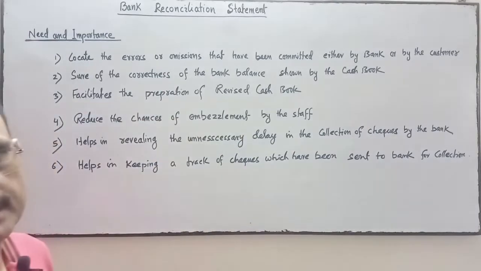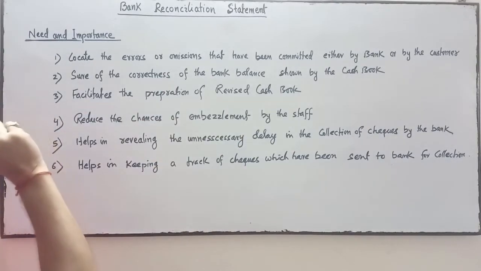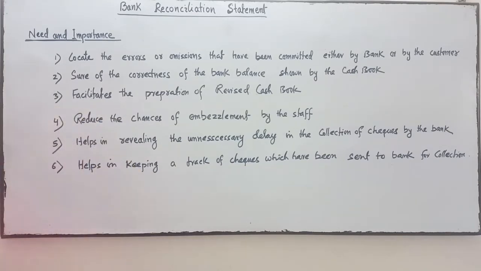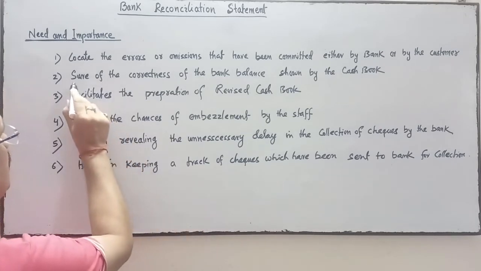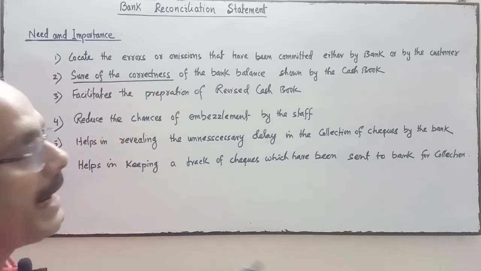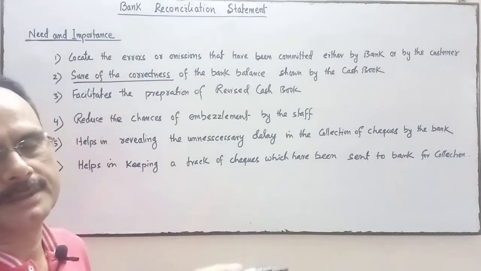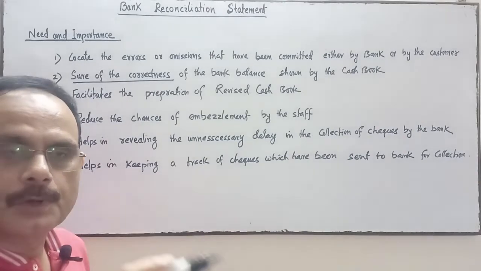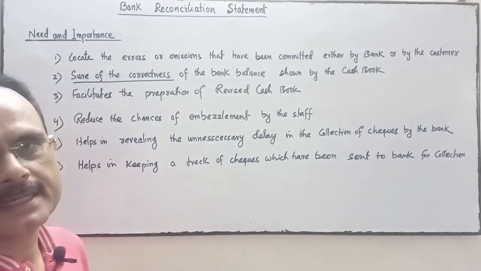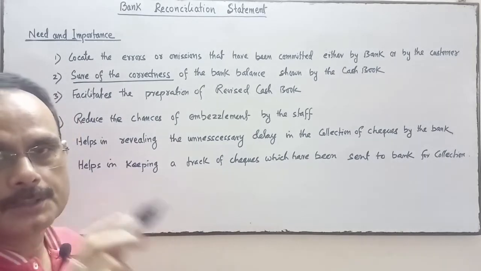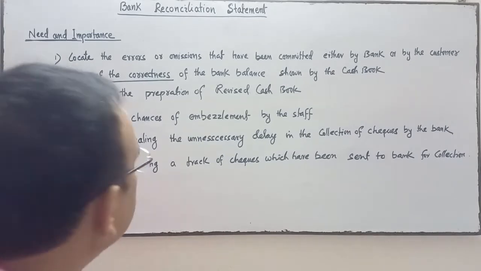by the customer. Okay. Second is, it makes sure of the correctness of the bank balance shown by the cash book. When we prepare the bank reconciliation statement, the customer becomes sure of the correctness of the bank balance shown by the cash book. So you will be sure that yes, the bank balance shown by the cash book is correct or not correct. If you are preparing BRS, then it shows the correctness of the bank balance shown by the cash book.